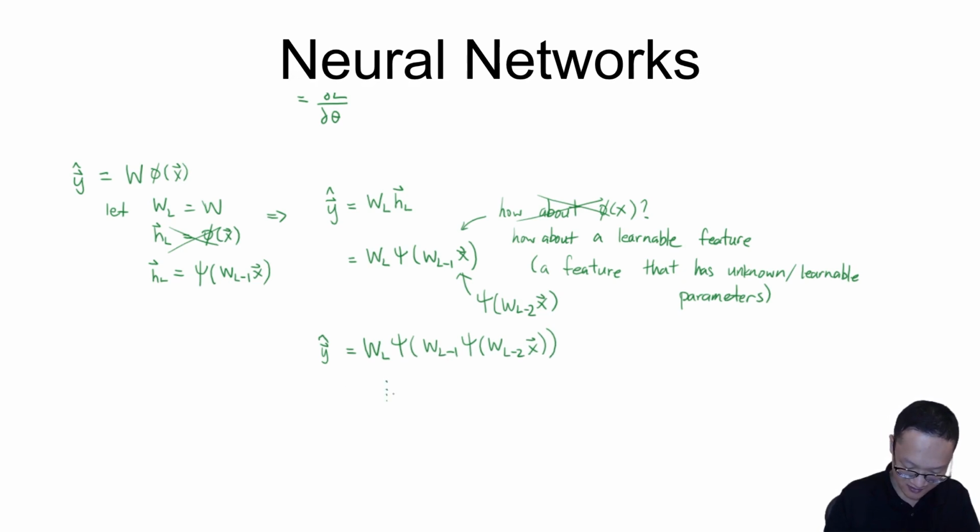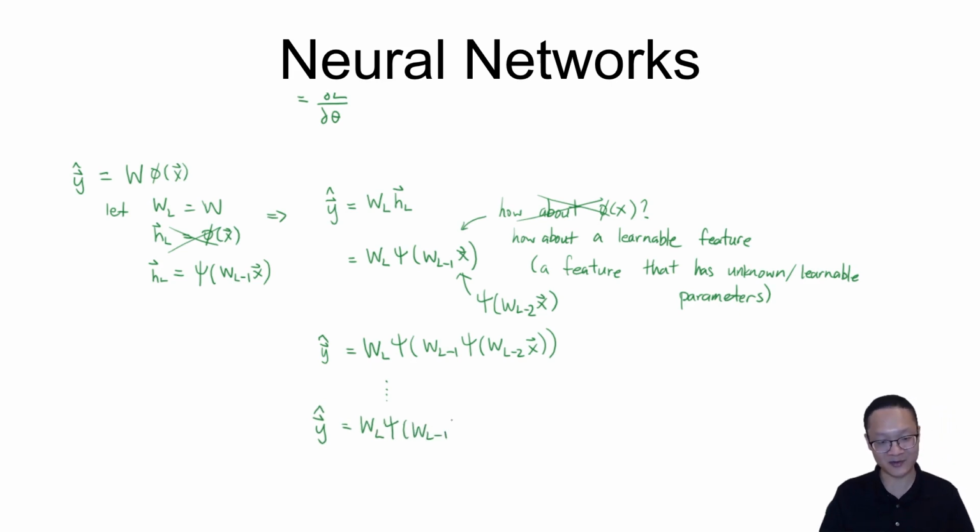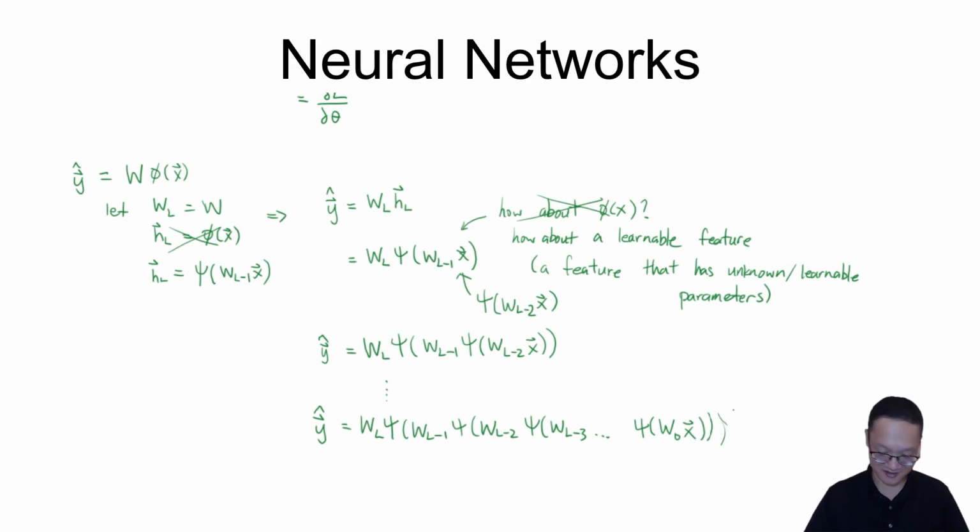So if you keep doing this, we can always have y hat equals W_L times a learnable feature. Learnable because we have the weights W_{L-1}. Instead of inputting x here, we're going to input a learnable feature. Okay, now instead of putting an x here, we're going to put a learnable feature. And then we can keep going until eventually, once we've finally decided that we had enough, maybe we'll get W_0, psi of W_0 x, finally the input, right? And then many, many closing brackets afterwards.